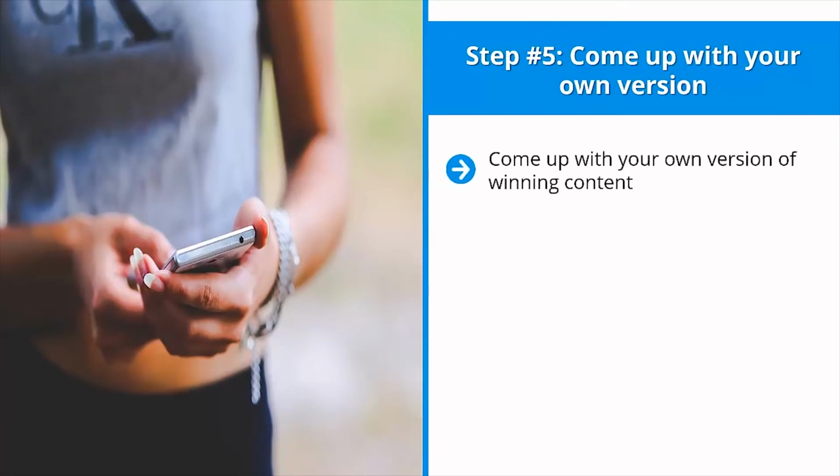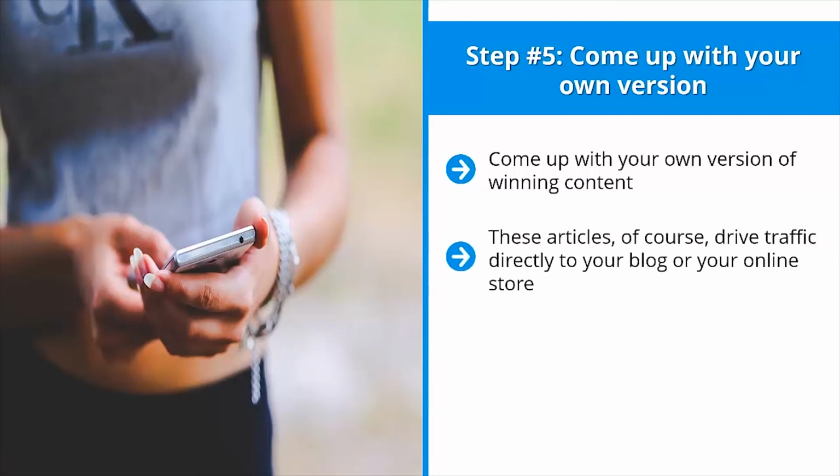For example, you know that Chihuahua houses get a lot of love and are very popular on your page. Come up with your own articles about that topic. These articles, of course, drive traffic directly to your blog or your online store. These have to be at the same level of quality as your third-party content, or better.